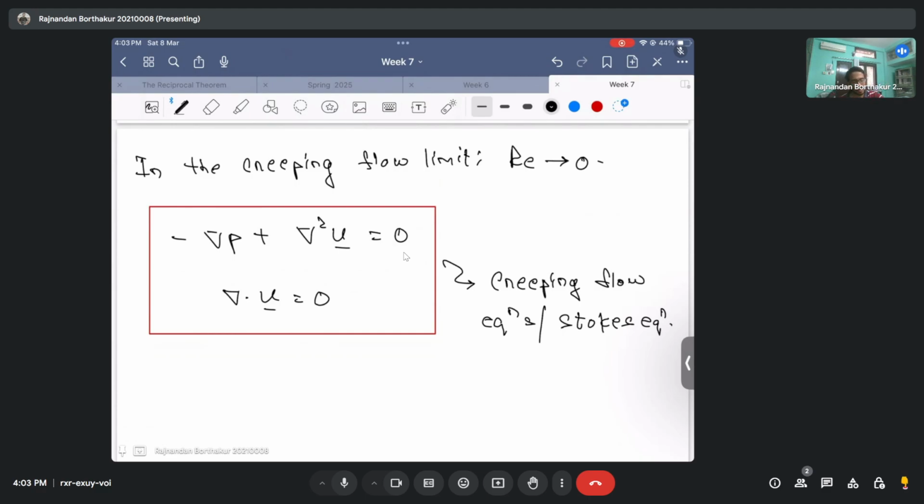So you can appreciate that now in the creeping flow limit there is always a balance between the pressure gradient and the viscous term, and both of these balance each other, and that's why we say that their sum is equal to 0. And of course we always have the continuity equation at our disposal. This is how we derive the creeping flow equations in fluid mechanics. I'll stop here for a couple of minutes. Please let me know if you have any questions on this.